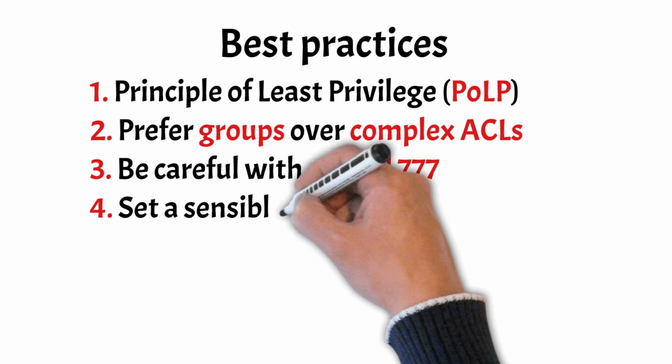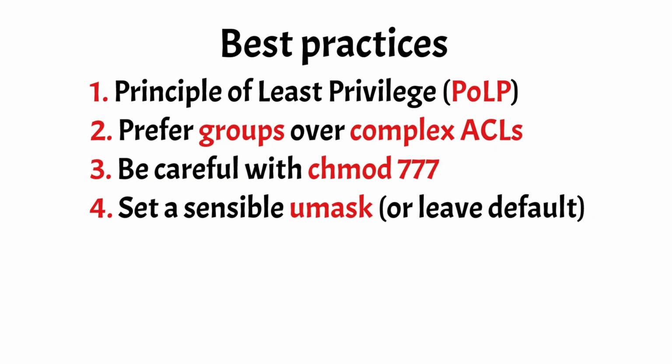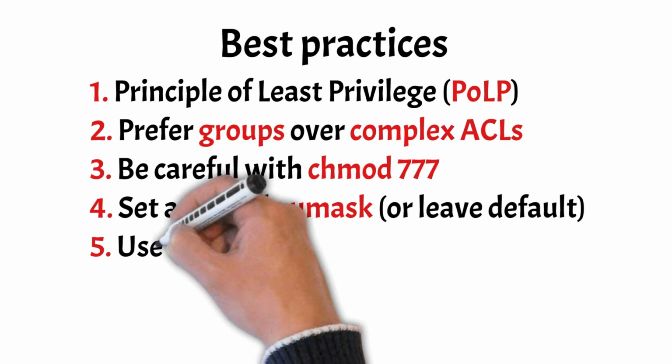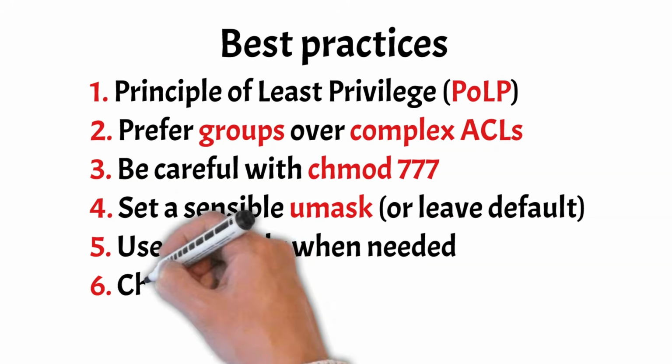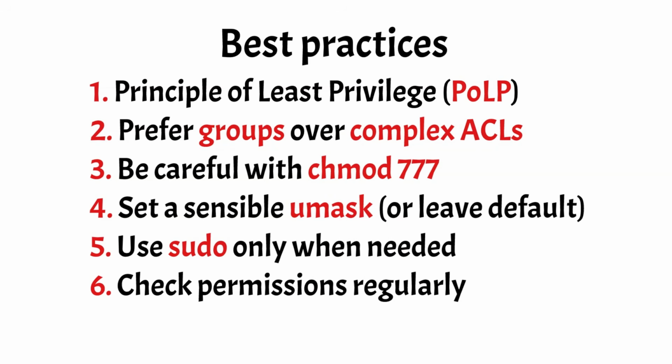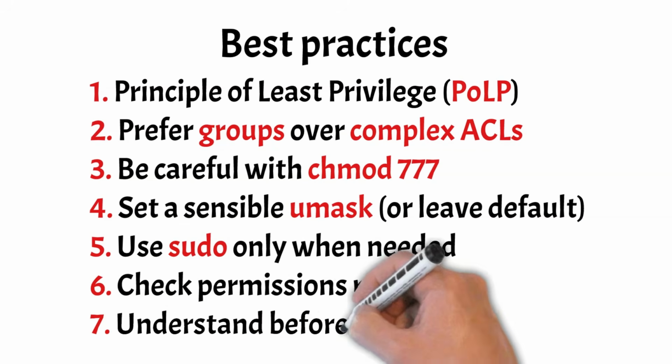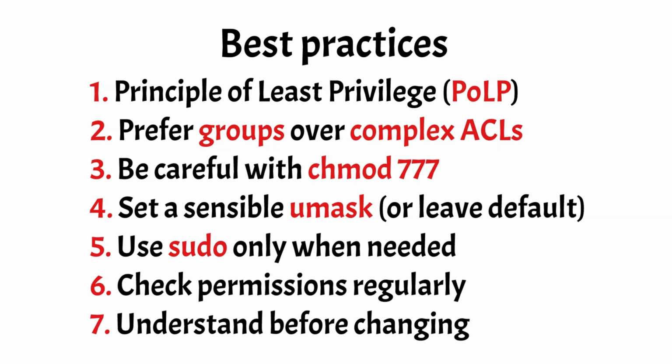Setting a sensible umask, or simply keeping the default one since you rarely need to modify it, ensures that new files and directories start with secure permissions without requiring constant manual changes. It's also important to use sudo only when necessary. While it might seem easier to avoid permission errors by prefixing every command with sudo, doing so bypasses normal access controls and can lead to unexpected behavior. Make it a habit to check permissions regularly, especially when troubleshooting access issues, using tools like ls or getfacl. And finally, always take a moment to understand what a permission change does before applying it, rather than copying commands blindly.